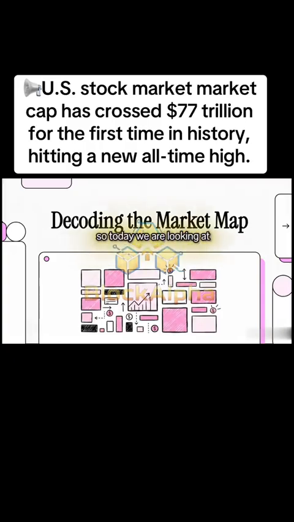So today we are looking at something literally historic. The US stock market just crossed a massive milestone. Its total market cap hit $77 trillion for the very first time, a brand new all-time high. But how do we even wrap our heads around a number that gigantic? Well, we use visual data. Let's demystify this market map together and totally skip the boring Wall Street jargon, okay?